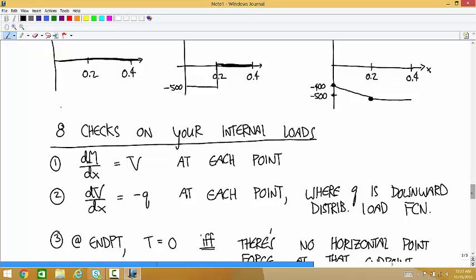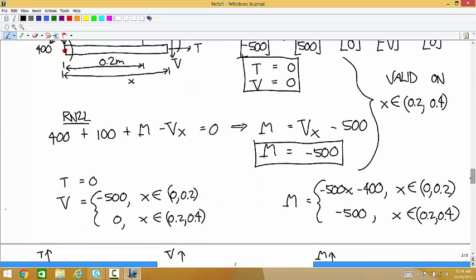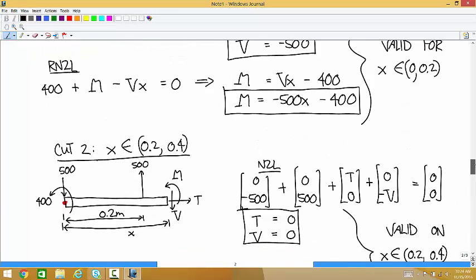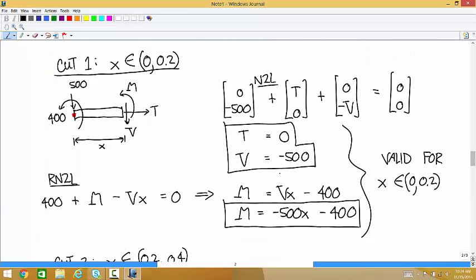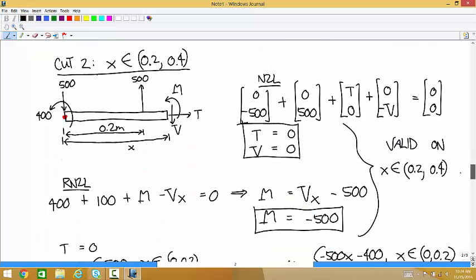The second one, dV/dx is equal to q. Well, we haven't talked about q yet, but there's no distributed load, so what this is saying for us is that dV/dx has to be 0 everywhere, or in other words, V just has to be constant. For cut 1, V is constant. For cut 2, V is constant, so it holds.